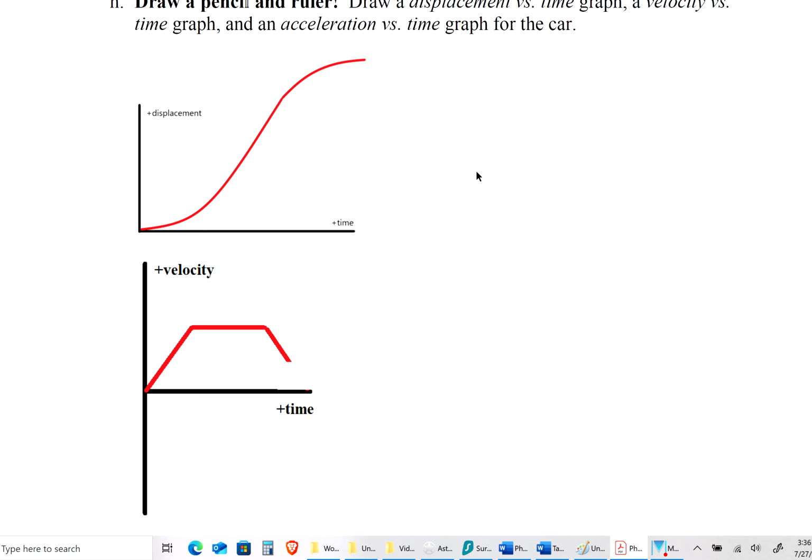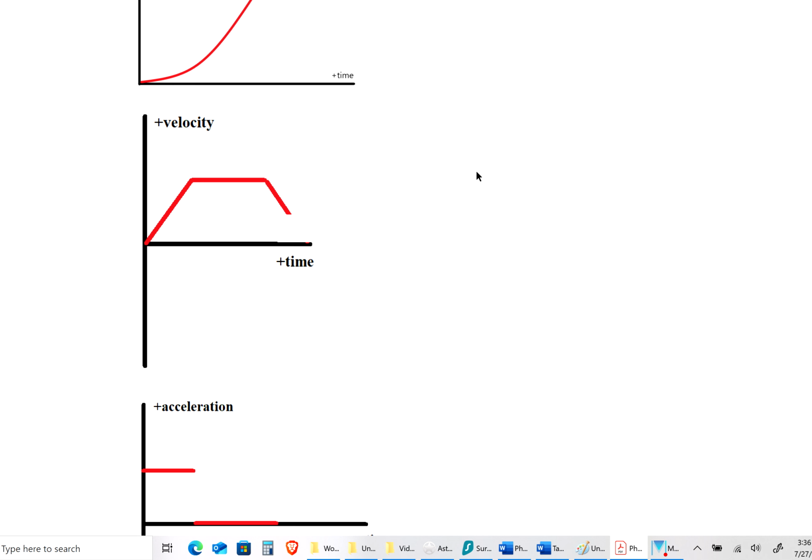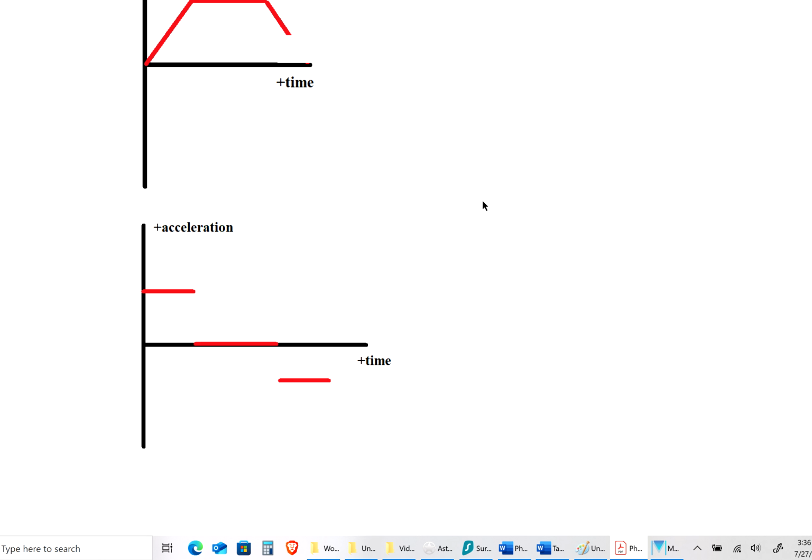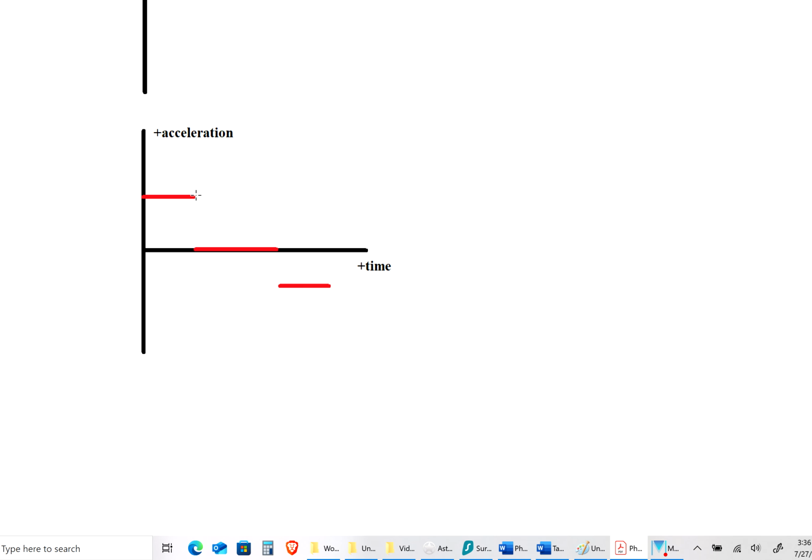Remember that the slope of a displacement versus time graph tells us the velocity. And in a velocity versus time graph, we speed up, so the slope is positive. Then we move at the same speed, the slope is 0. Then we slow down, the slope is negative. When we speed up, acceleration is positive. When we move at the same speed, acceleration is 0. When we slow down and stop, acceleration is negative.